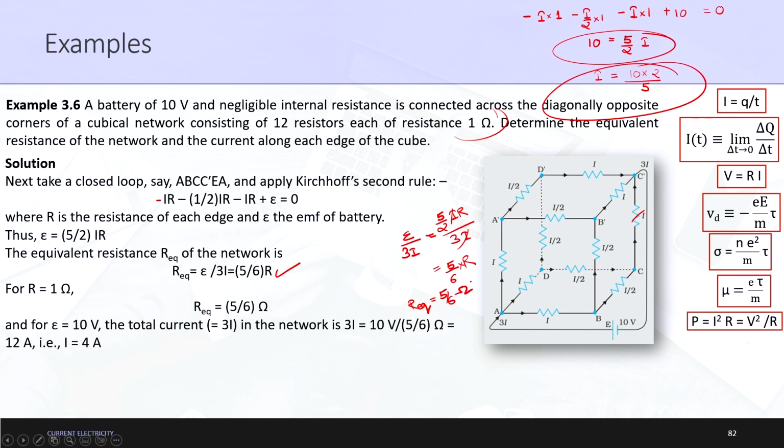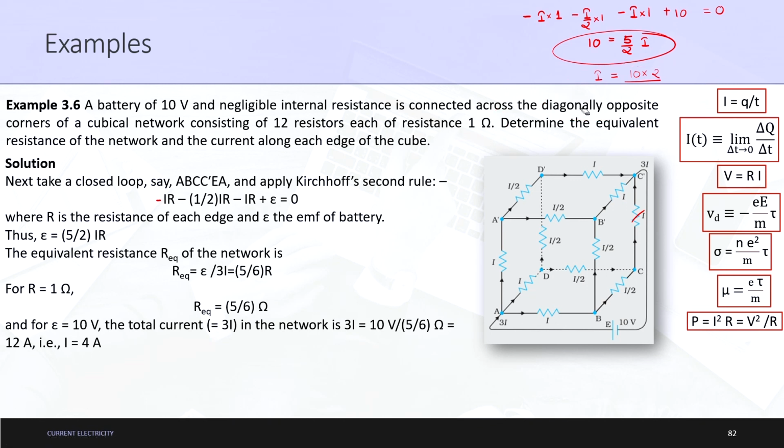So, no use of series resistors, no use of parallel resistors, just simple application of Kirchhoff's rules, and hence that is the end of this question. Therefore, what we found is that equivalent resistance is equal to 5 by 6 ohms, hence the first part is completed.